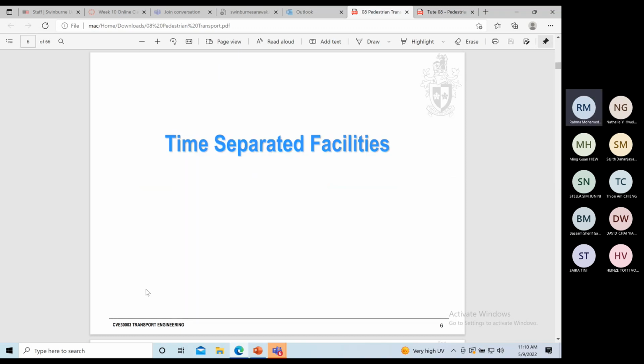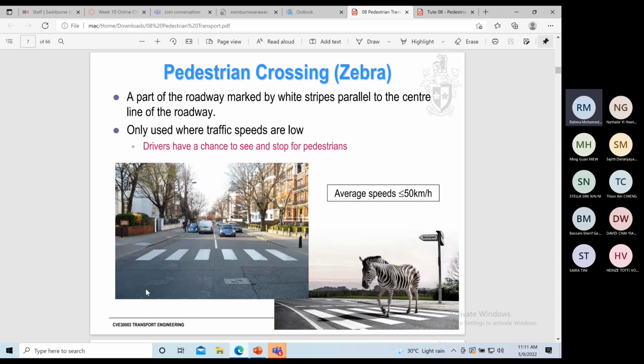Then let's pass through quickly on the 4 categories of pedestrian facilities, starting with time-separated facilities. We start with zebra crossing. These are just white stripes parallel to the center line of the roadway. They are usually installed where average speed is very low, that is like 50 km per hour or less. It works on the principle that vehicles have to give way to pedestrians to cross.